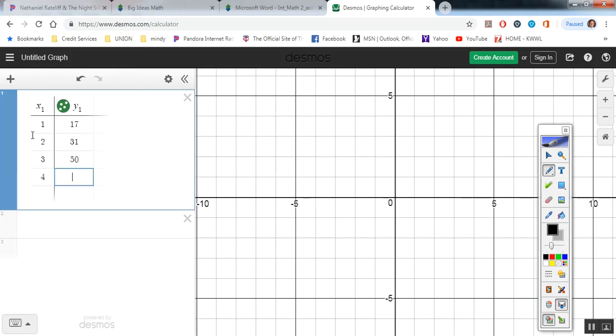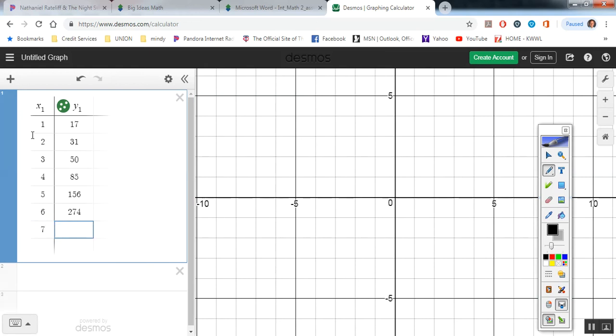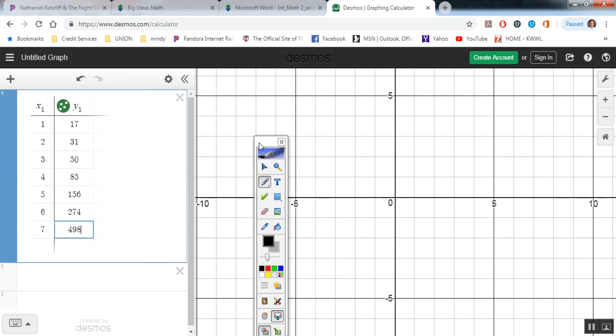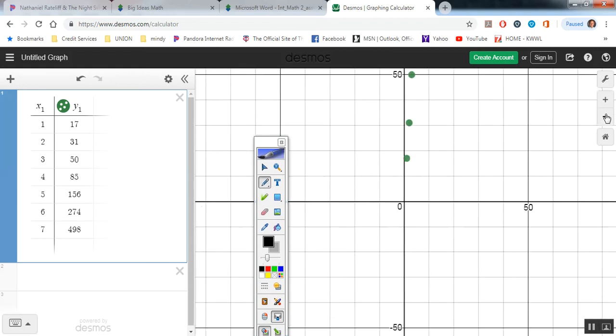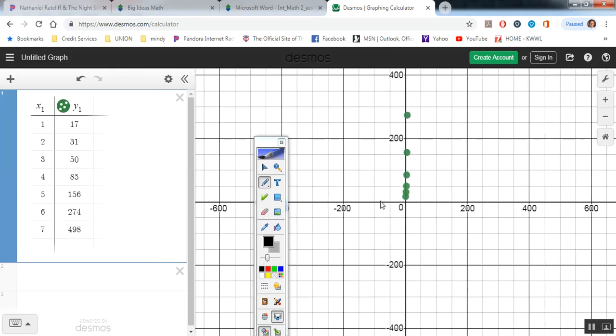What was 4? 80? No. 5? What was 5? 156. What was 6? 274. 274? Yes. And 7. 498. Okay, so I'm going to zoom out so I can see my points a little bit. Okay, there's all my points.